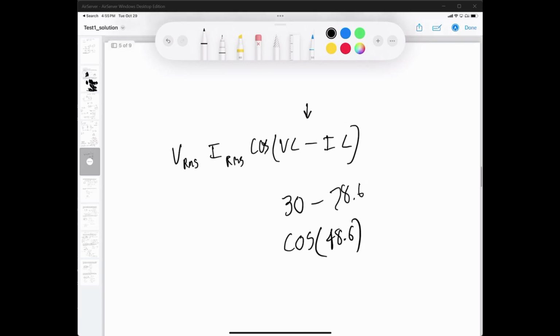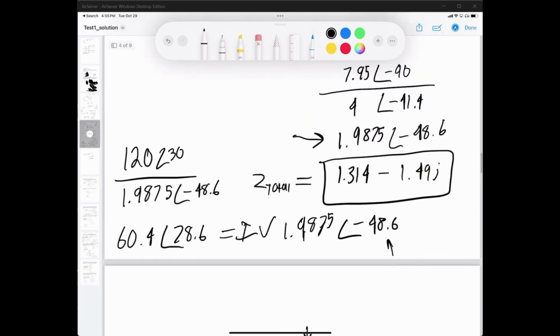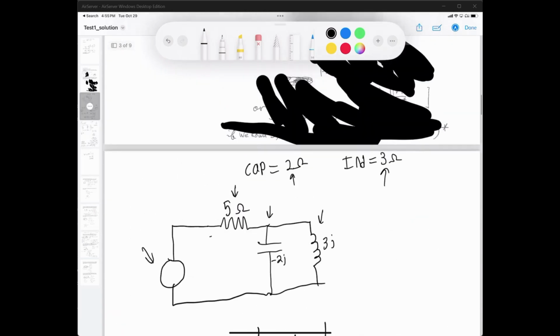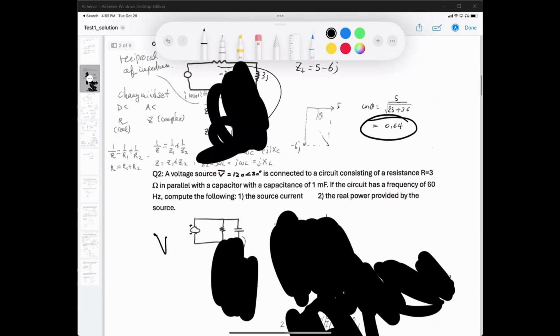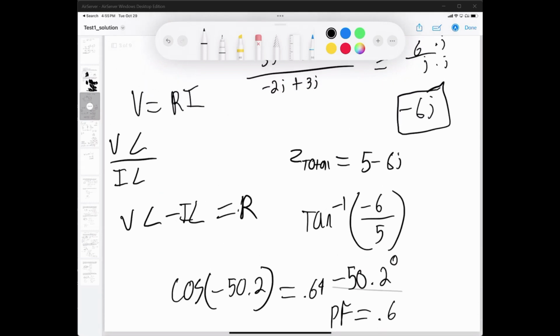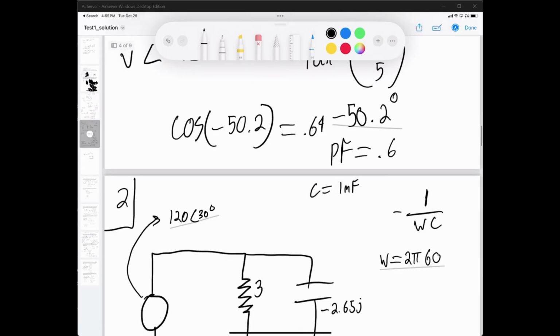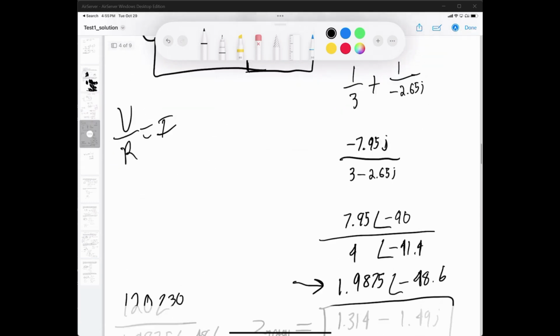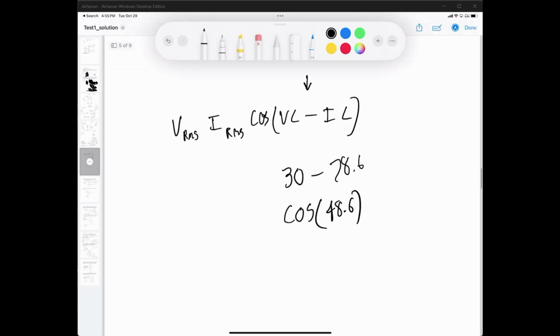So the cosine of 48.6, and V RMS is 120, and how do we know that? Because you see this symbol, V with a line above it. That means the voltage root mean square. Since that's already in that form, we know that current will also be in the RMS form, root mean square. So we can just multiply them out, right?